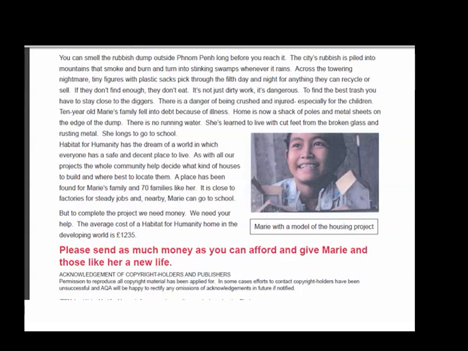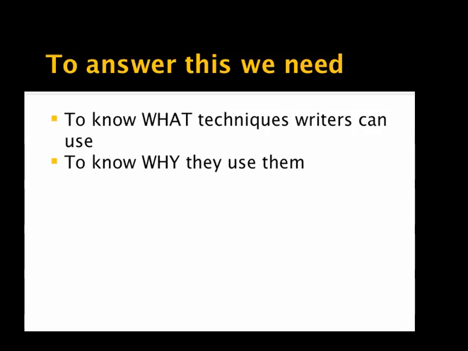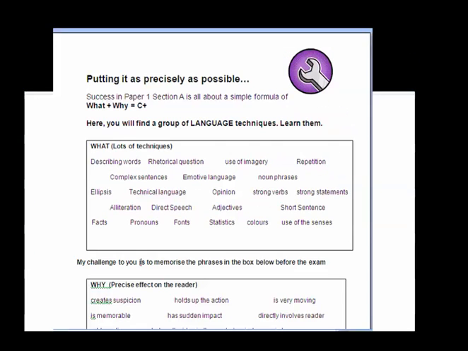There's the text itself. To answer this question, what you need to be able to do is to know what techniques writers can use, to have a range of techniques available to you, and to know why they use them. So it's the what and the why. To help you with that, we've got this sheet, originally made by Claire Gadsby and updated for this year.